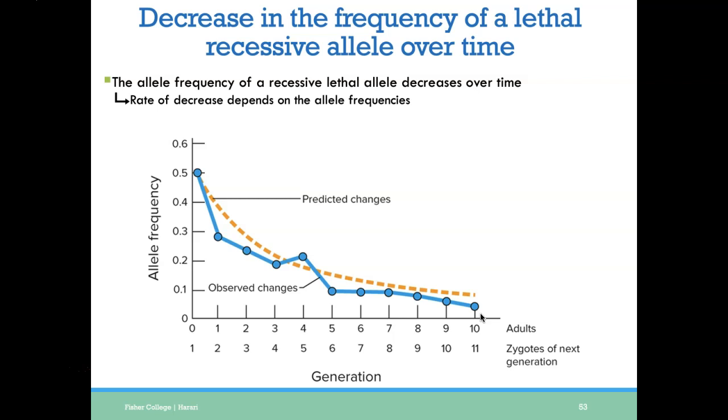Right? And the rate of decrease depends on the initial allele frequencies, right? How much of the Q is initially present in that population. And as Q approaches zero, the rate of decrease gets slower and slower because you have more heterozygotes. So it's hard to get rid of it. When you get rid of all the homozygous recessives, that's like a huge decrease in Q. But then you have a lot of carriers, and carriers still pass on that Q value.